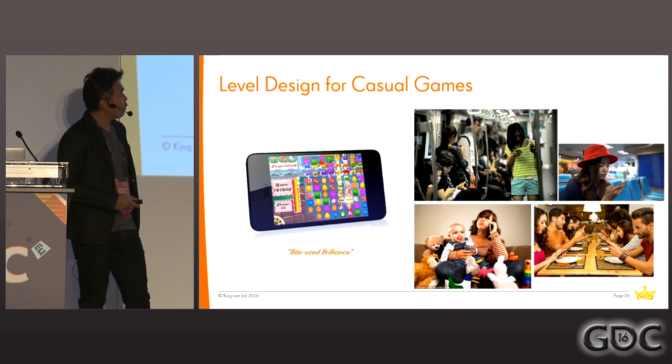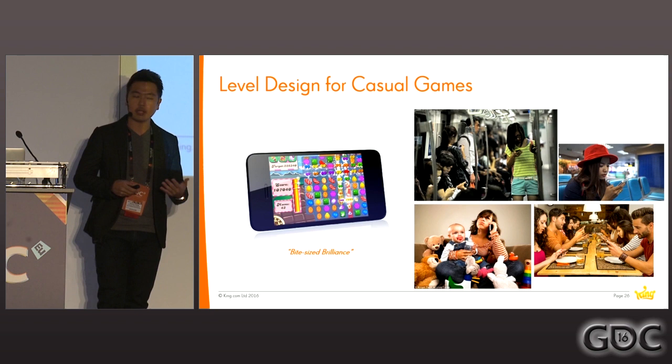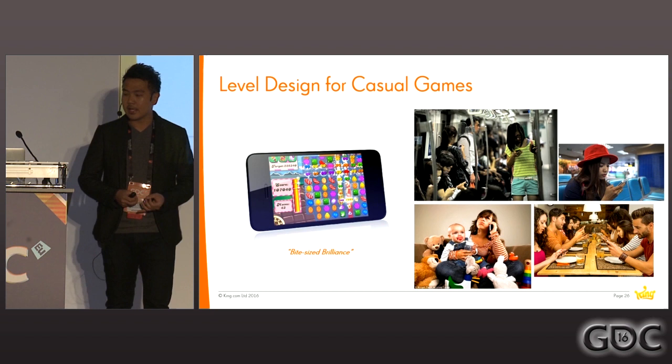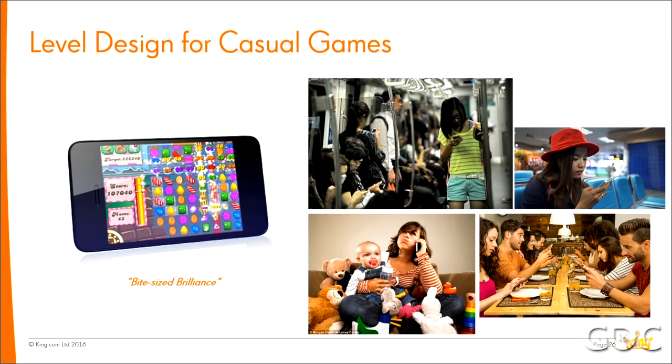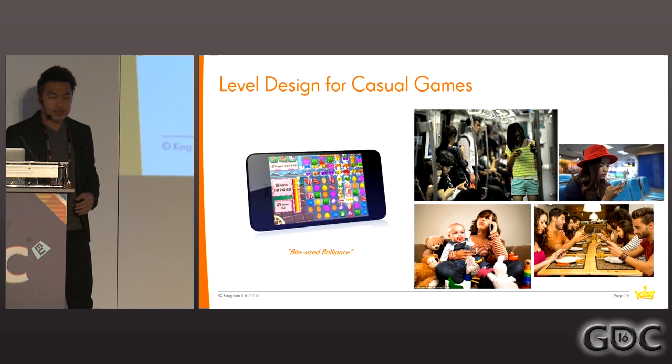But what you need to keep in mind for our case particularly is that we are creating mobile games. One thing that we use quite often in King is that we are creating games that have this bite-sized brilliance. This means that our players engage with our games in situations that are different from the normal core game. It could be on the train, it could be when they're waiting for a plane at the airport, it could be a mother babysitting her child while playing Candy Crush with her other free hand. Or it could be friends at the dining table playing this over lunch. So the idea is that we're going to look at these concepts and how we translate them to the mobile format.